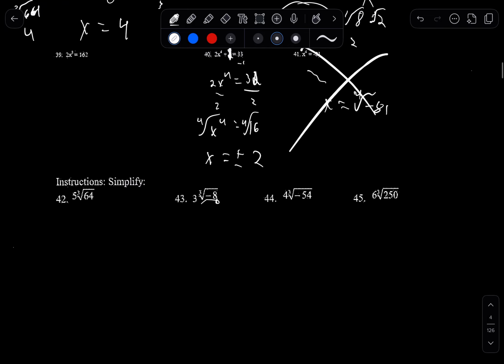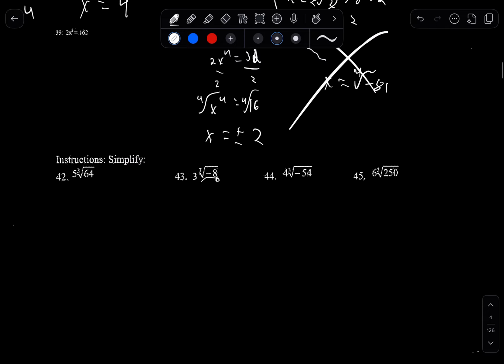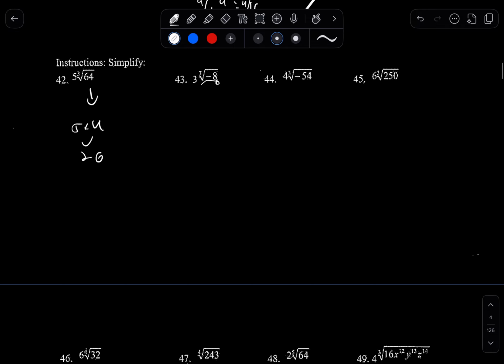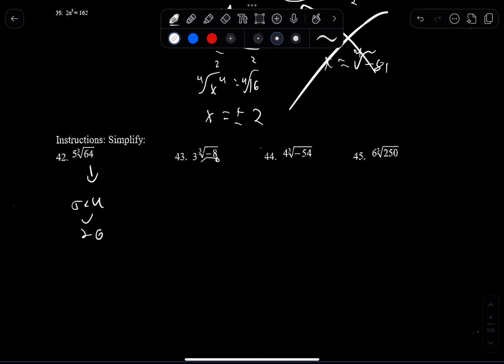Okay. 5 and 3, this we already went over. So 64, cube root of 64 is 4. We already did that in the previous thing, so I don't have to use a calculator for that. So 5 times 4 equals 20. Okay. 3, and okay, this is all. We basically did all these.